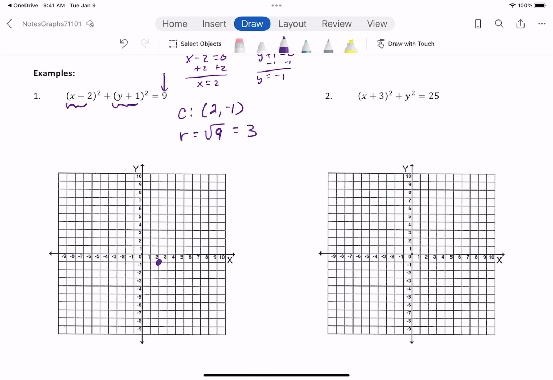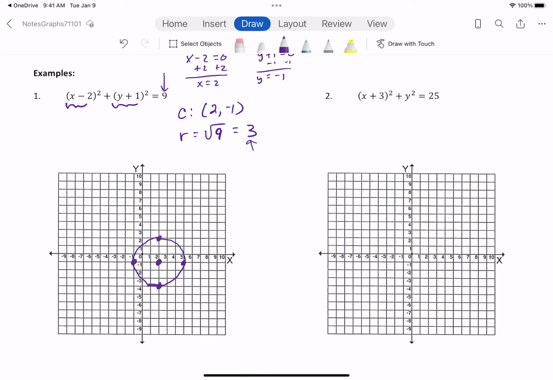And then all we need to do is use the fact that my radius is 3 to find points to make the circle. So from the center, I'm going to count 3, because the radius is 3, to the right. 1, 2, 3. From the center, I'm going to count 3 up. From the center, I'm going to count 3 left. And from the center, I'm going to count 3 down. And then all we have to do is connect those 4 points. And that's my circle. Alright?